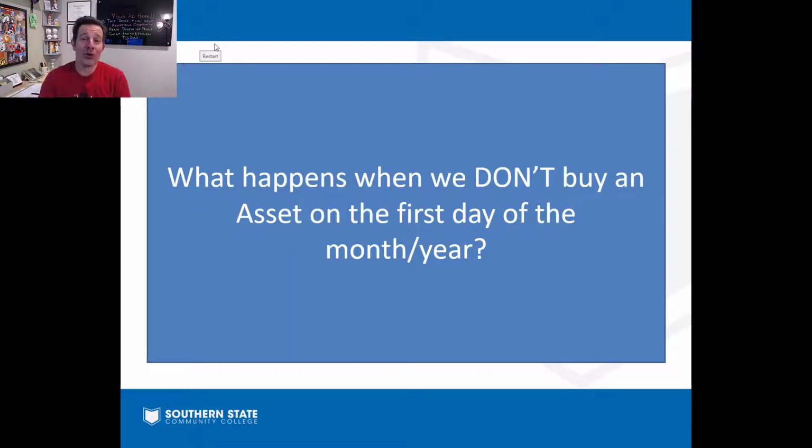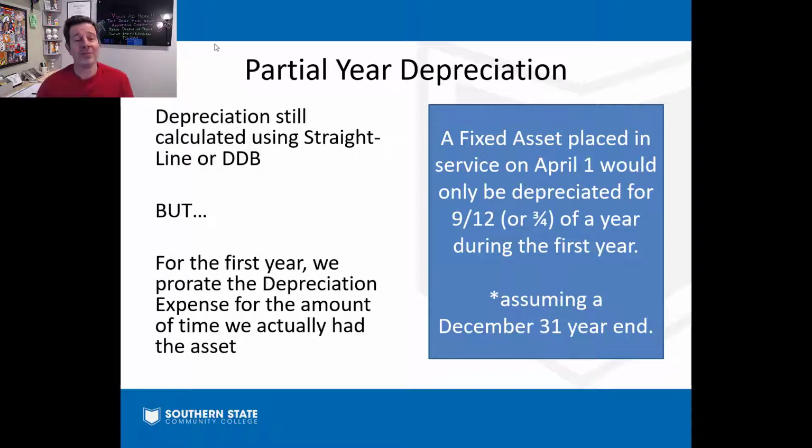Unfortunately, the real world is not accounting utopia. So today we need to talk about what happens when you don't buy an asset on July 1, or you don't buy that fixed asset on January 1. Every example we've seen so far assumes that we buy the asset at the beginning of the year or the beginning of the month. Well, that's not the way it works, obviously, in the real world. So, partial year depreciation. What happens when we buy something in the middle of the month or the middle of the year? How do we handle that? The good news is it's relatively simple.